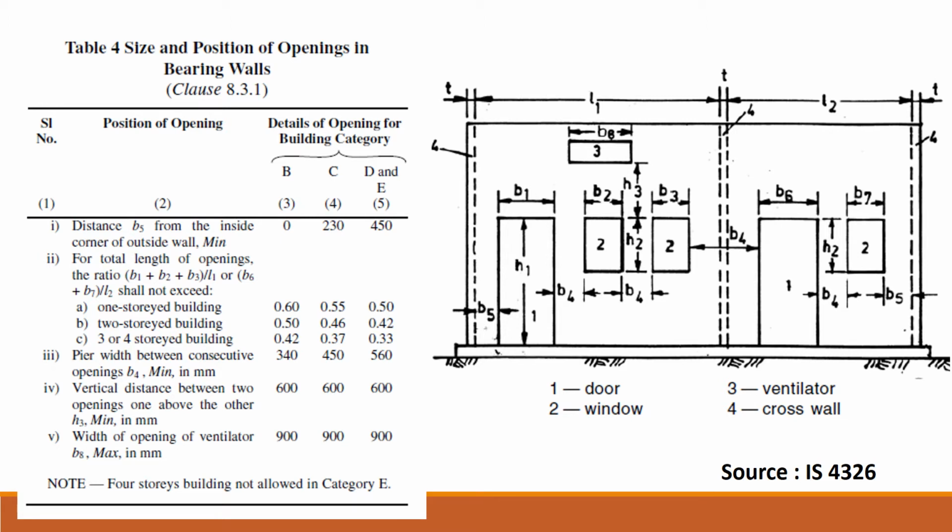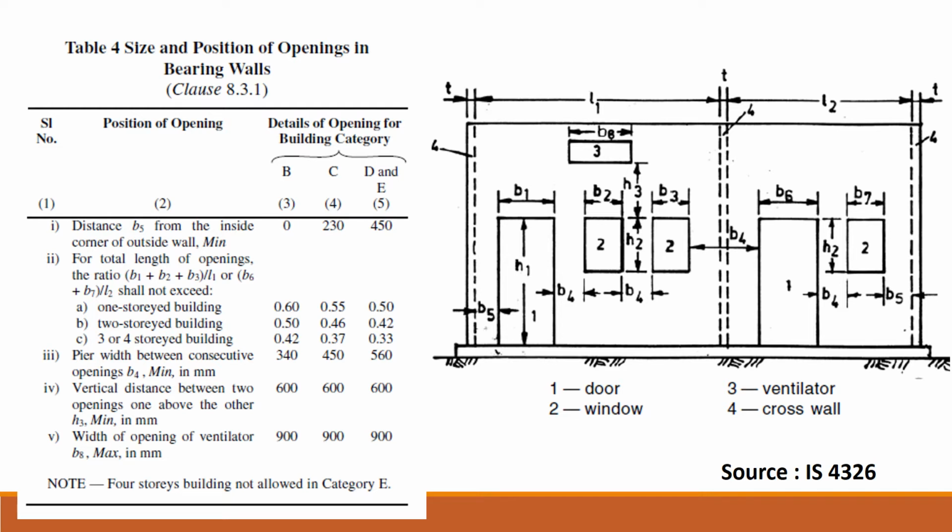Now this depends upon the building category as well. It keeps on decreasing from building category B to E, and it also decreases with the story height. Thereby, for a 3 or 4 story building in building categories D and E, it's a minimum of 0.33, and for a 1 story building in building category B, it's a maximum of 0.6. So one has to go on decreasing the amount of openings, the opening width, and the opening area as we progress in zones, as well as with an increase in the height of the building.